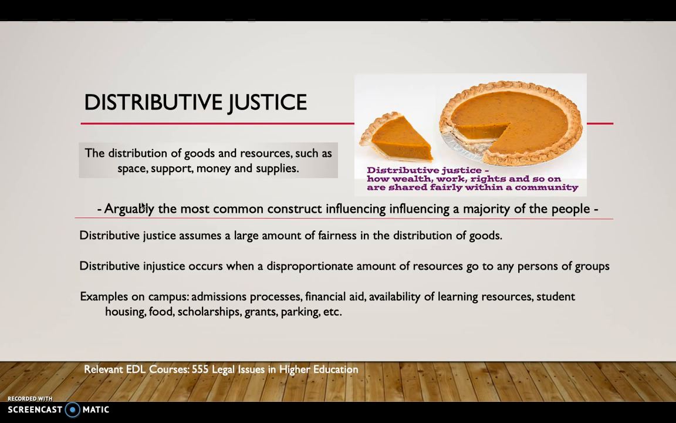The first is distributive justice. This is the distribution of goods and resources such as space, money, support, and supplies, the tangible things that everyone needs that make college college. We all have to eat. We all need a place to live. We all need the money to go to school and buy the technology that we need. Distributive justice makes an assumption that there's a certain amount of fairness within the system. Injustice occurs when a disproportionate amount of resources goes to any person or group. Examples of this are admissions, financial aid, the availability of learning resources, student housing, food, scholarships, even parking.